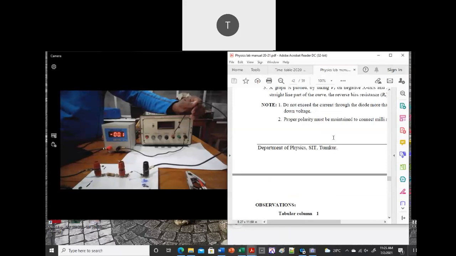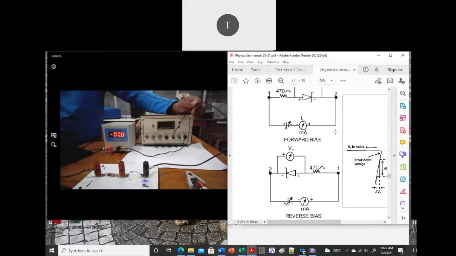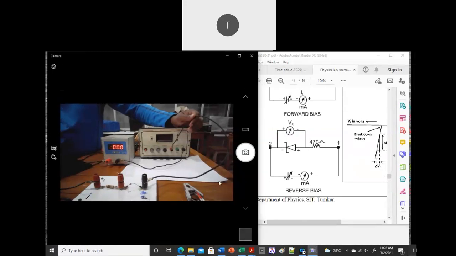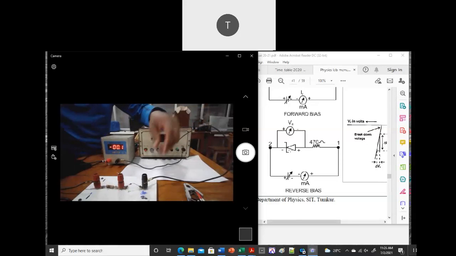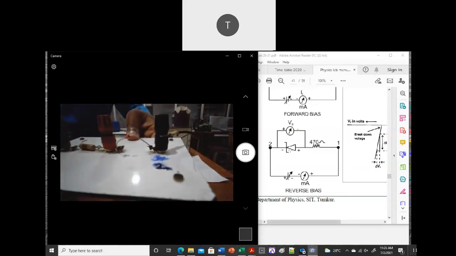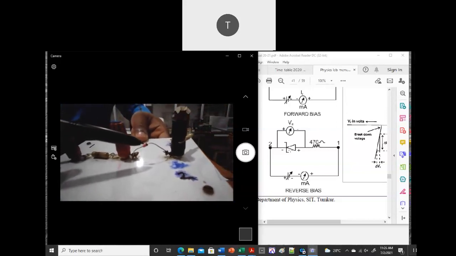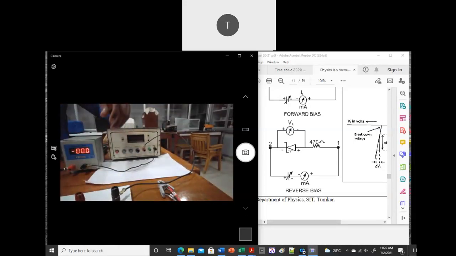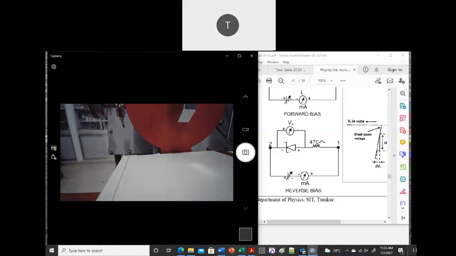So we are going to do the reverse bias, which is this one. For that, you can see here that from positive, it should go to negative of the Zener. From positive, it is coming to this end, and you can see you have the band on that side, right? Once you have the band on that side, that is the negative of the Zener. So from positive of the battery, it is coming to negative of the Zener, right?